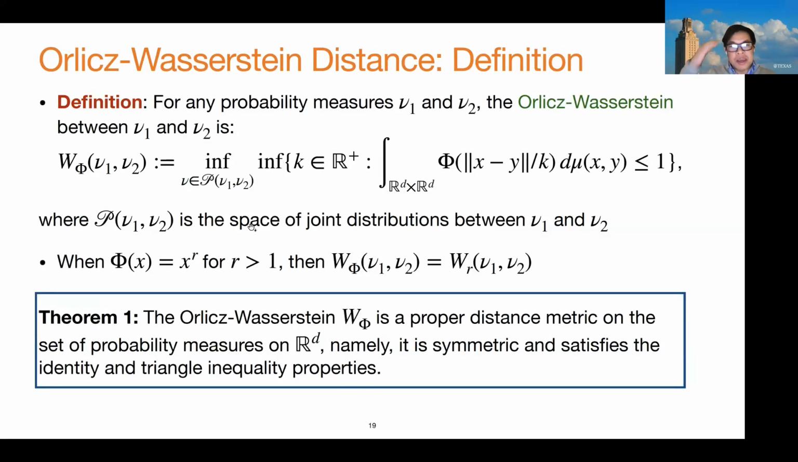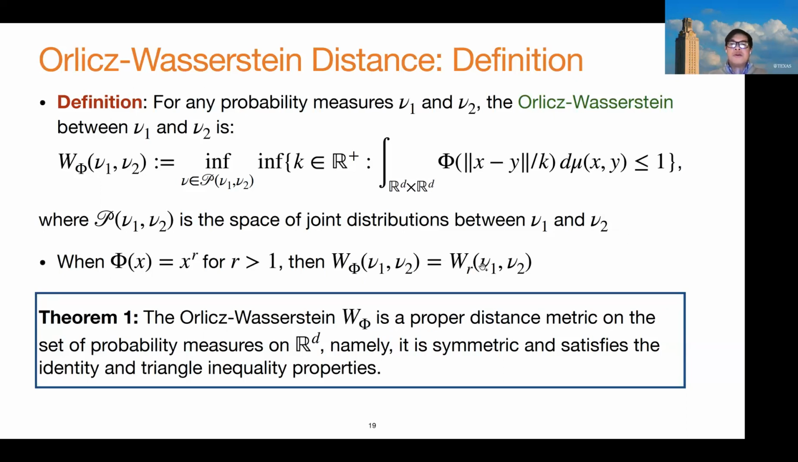Based on the Orlicz space and Orlicz norm, we can also define the corresponding Orlicz-Wasserstein metric between two probability measures. The idea is that we just plug the Orlicz norm into the Wasserstein metric. So we have two minimization problems. The first is the standard one from optimal transport, the Wasserstein metric: we try to find the best way to move mass between the two measures. The second comes from the Orlicz norm: we try to find the best k to guarantee that the integral inside is less than or equal to one. We can demonstrate that when phi is x to the r, the Orlicz-Wasserstein metric becomes the standard Wasserstein metric of order r between two measures.